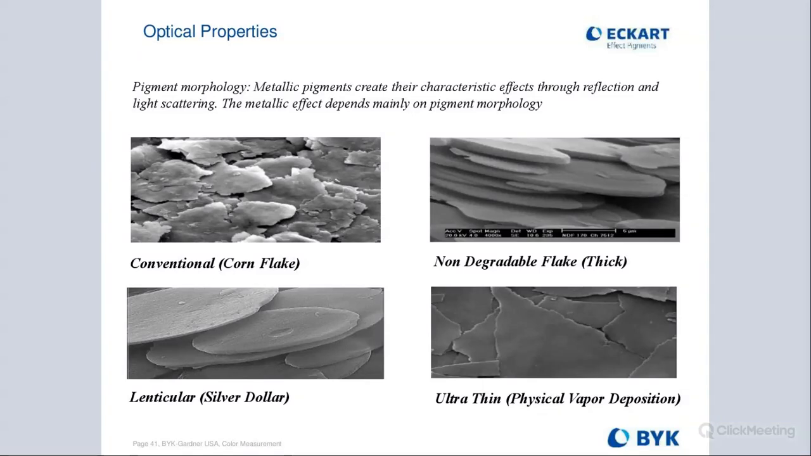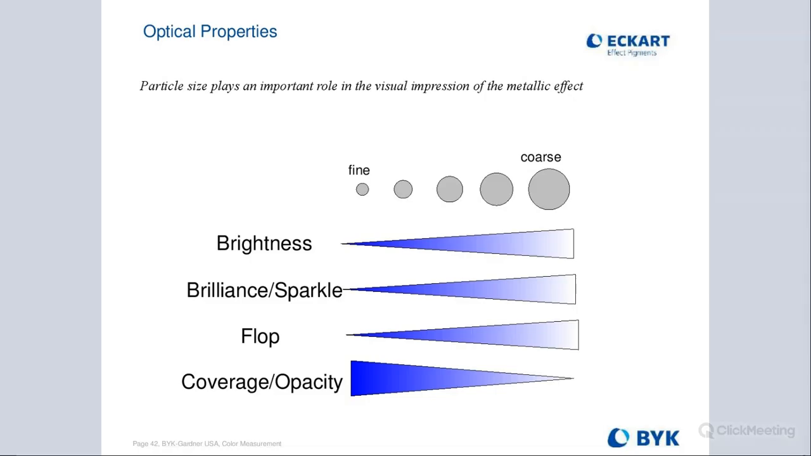And again, I talked about this before. There's so many different flakes, and these all change how it's going to look when you add it to a coating system. So it's important that you have a way to measure these because it's going to change how it affects or appears to you, and also the harmony on whatever you're matching.